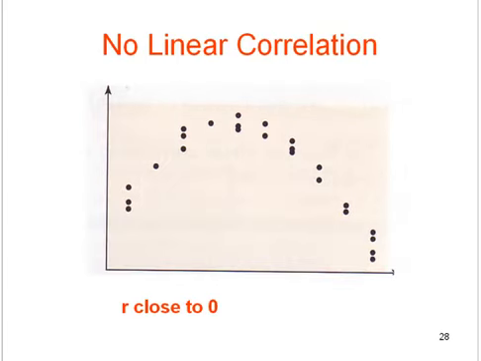This is an important slide. There certainly is a trend to the data. The data goes up, reaches a peak, and then comes back down again. This is a trend, but it is not a linear trend. And if we were to fit a straight line to the data, our line would most likely be horizontal, and our correlation coefficient would turn out to be close to 0.